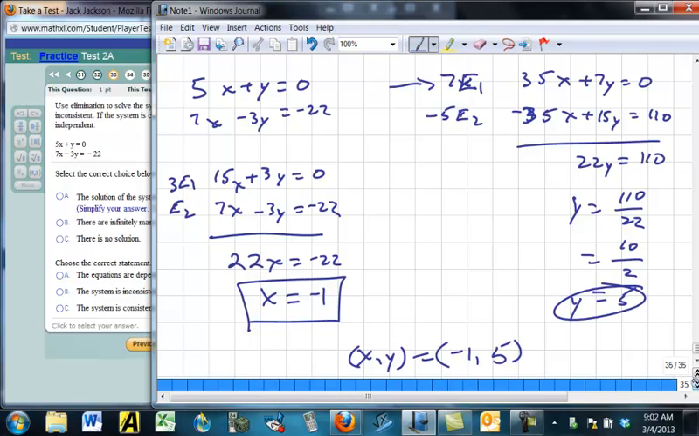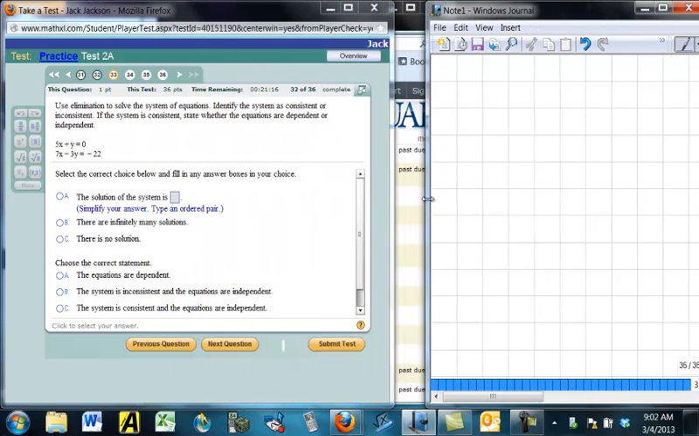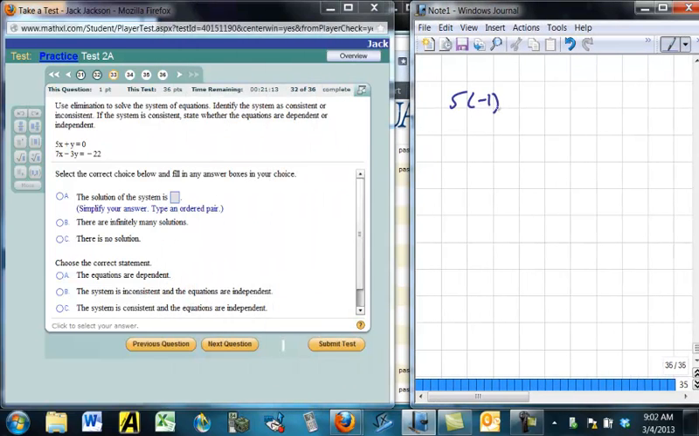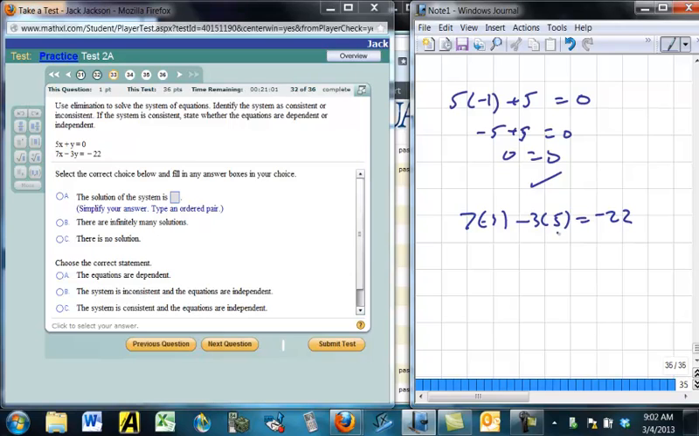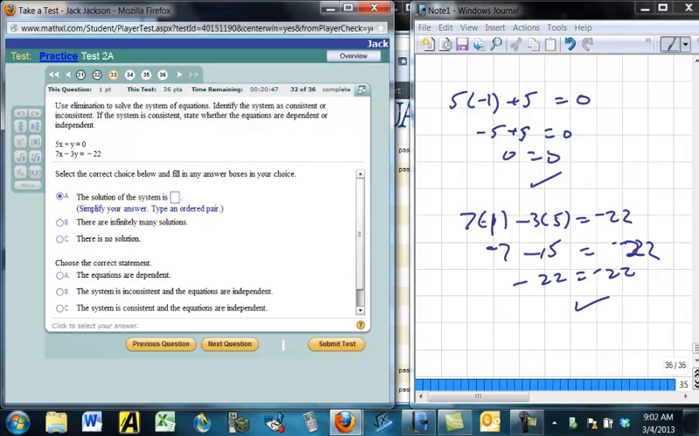Let's check it. Okay, negative 1, 5. 5 times negative 1 plus 5 is supposed to be 0. That checks. Check it in the other one. Negative 1 and 5. Negative 1 here, so that's negative 7 minus 15, negative 22. It's supposed to be negative 22. So that also checks. So it does have a solution. It's a single ordered pair, negative 1, 5.